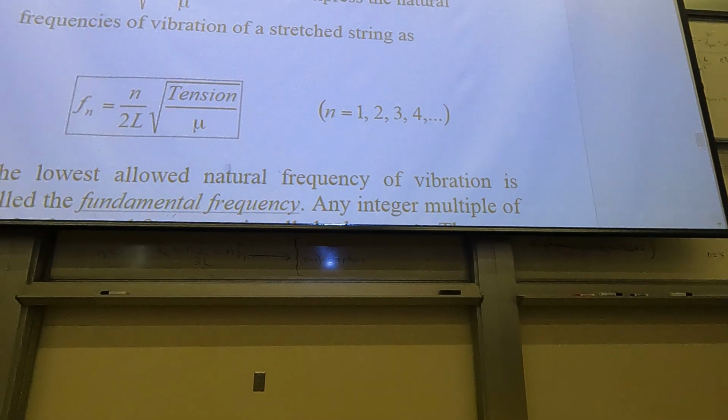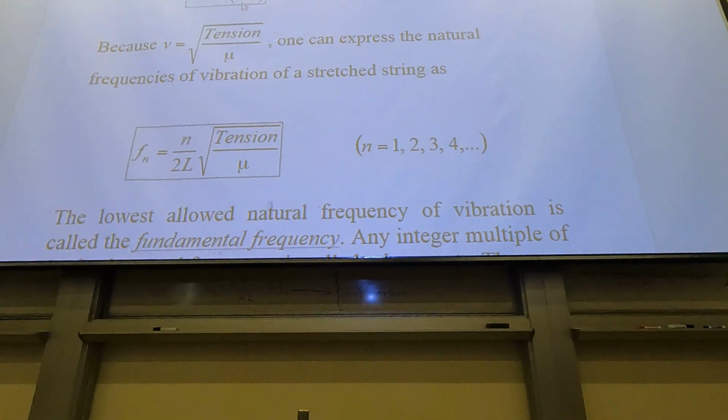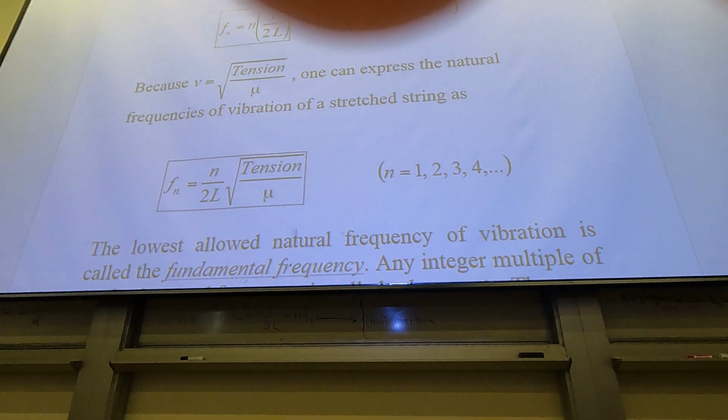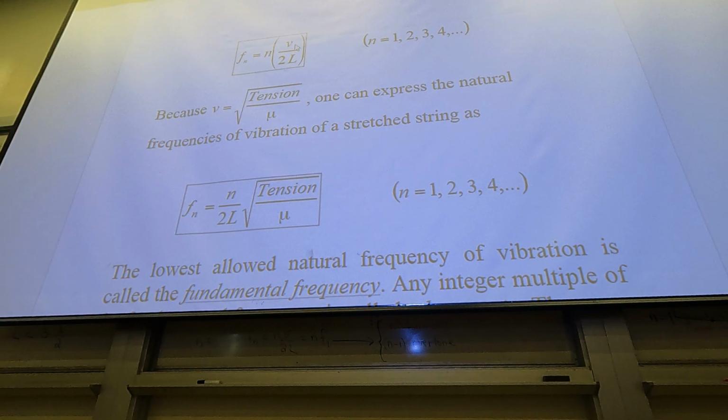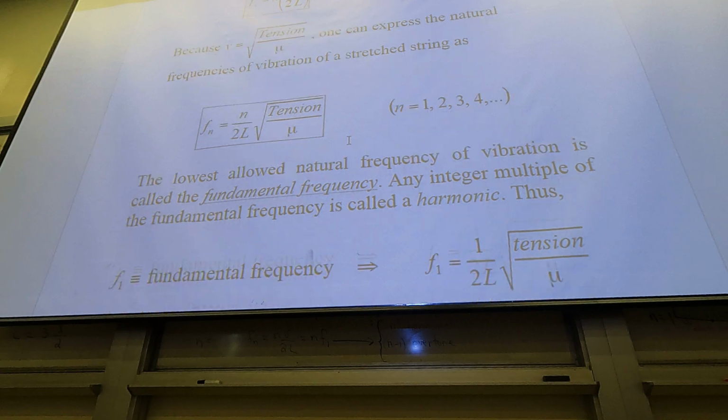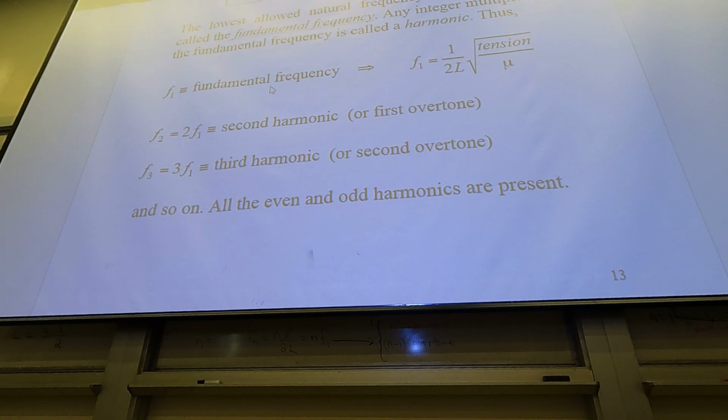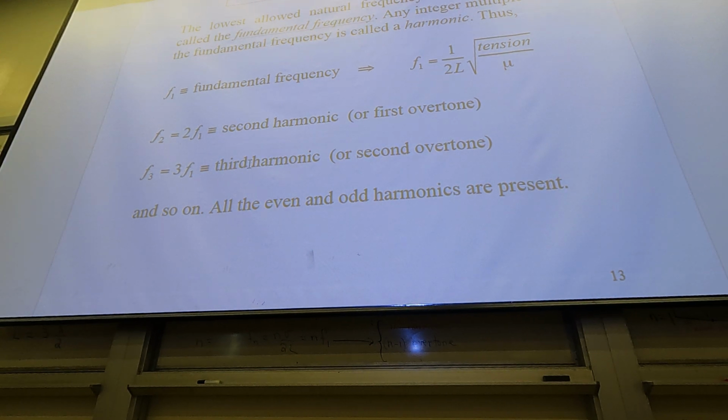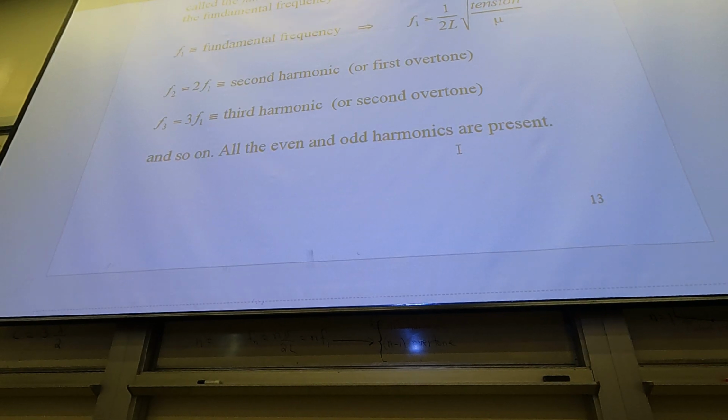So we derive this, right? N can be 1, 2, 3, 4. The speed of the transverse waves in the string will be given by the square root of tension divided by the mass per length. And so you can generalize it like that. And then what are the allowed frequencies? The lowest one is the fundamental, and then twice that is the second harmonic. 3 times that fundamental frequency is the third harmonic. Right? So here you have all the even and odd harmonics. Now, there is a fourth harmonic, there is a fifth harmonic, there is a seventh harmonic, there is an eighth harmonic. So all the harmonics are present.